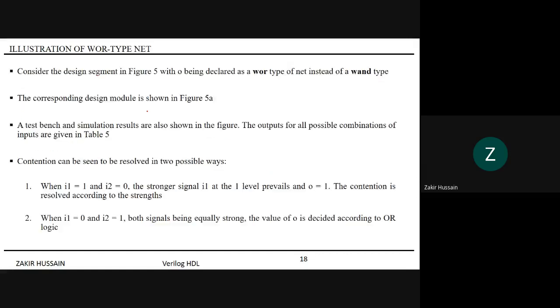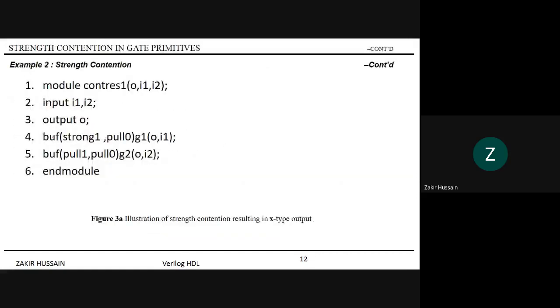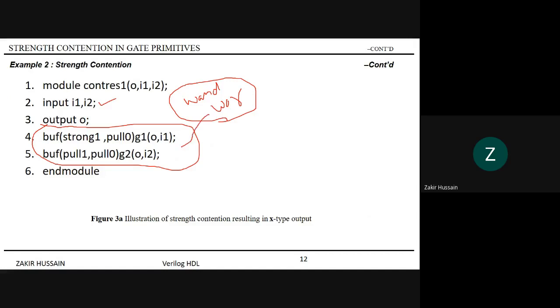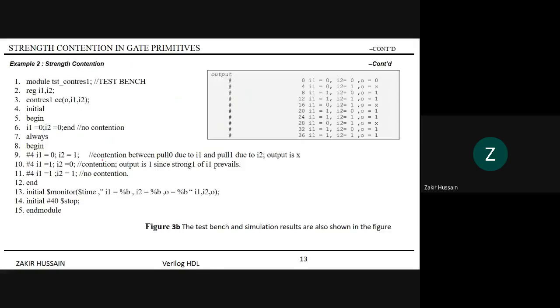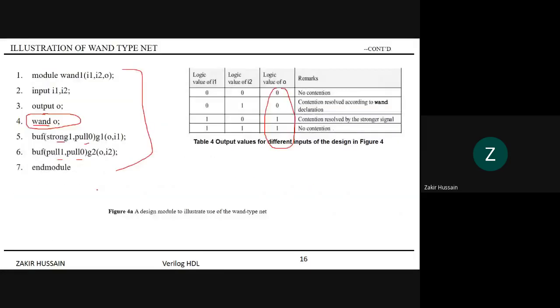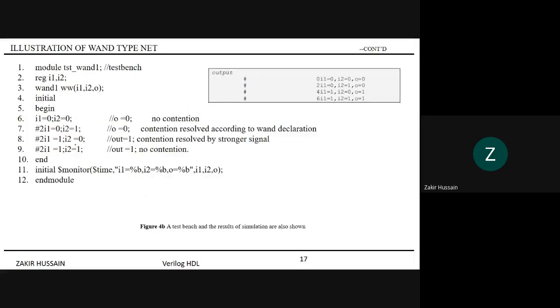This is the simplest example. In this simplest example, we did not use WAND logic to resolve the contention, neither did we use WOR logic. We simply resolved the contention issue using the strength levels only. But what if the strengths themselves are conflicting with each other? That is another case we will see in this example, in the subsequent slides. That is why we are going to WAND and WOR to resolve the contention issue.